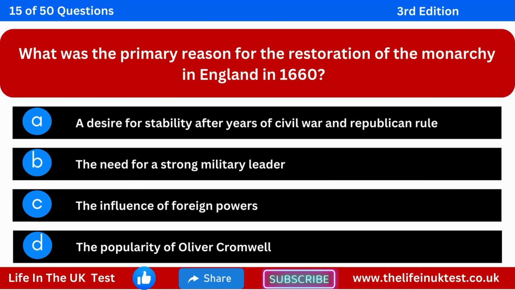What was the primary reason for the restoration of the monarchy in England in 1660? Option A: a desire for stability after years of civil war and republican rule. Option B: the need for a strong military leader. Option C: the influence of foreign powers. Option D: the popularity of Oliver Cromwell.